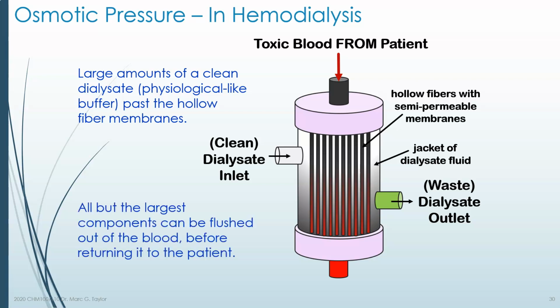And at the end, only the largest components of the blood will be flushed back towards the patient, and that of course will be all the cells, the red blood cells, the various types of white cells, the platelets, and the large proteins that you need in your blood, like albumin and immunoglobulins and many, many other proteins that are in your blood, and those will go right through. So this is a very useful use of osmotic pressure combined with other diffusion and ultrafiltration.